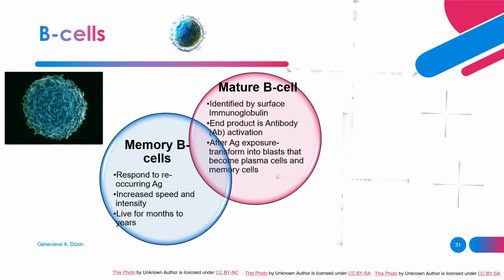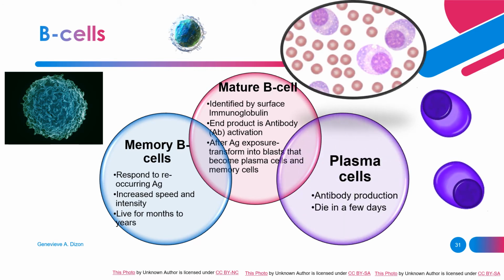When mature B cells differentiate into plasma cells, the plasma cells will be the ones to produce antibodies. That is their main function, the production of antibodies. And unlike memory B cells, plasma cells will die a few days after antibody production.